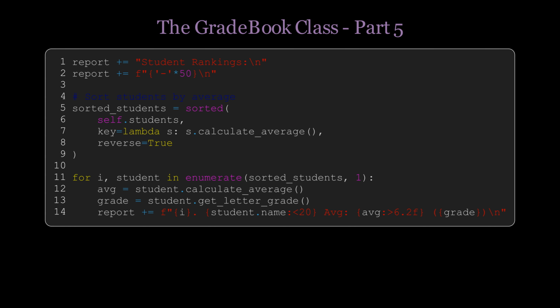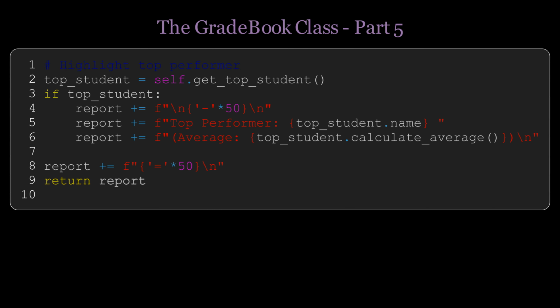We use enumerate starting from 1 to get ranking numbers. For each student, we calculate their average and letter grade, then format them in aligned columns. The formatting creates a professional leaderboard showing rank, name left aligned in 20 characters, average right aligned with 2 decimals, and letter grade in parentheses.